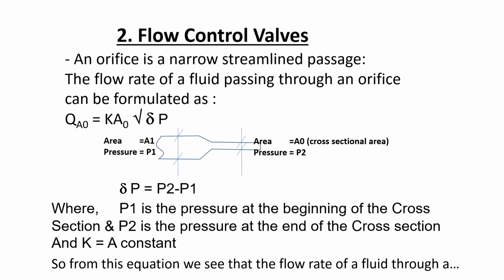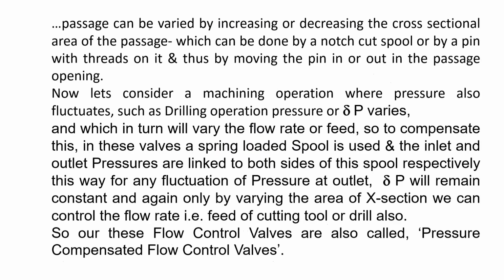So you can understand from this, where P1 is the pressure at the beginning of the cross-section and P2 is the pressure at the end of the cross-section, and K is a constant. From this equation we can see the flow rate of a fluid through a passage can be varied by increasing or decreasing the cross-sectional area of the passage, which can be done by a notch cut spool or a pin with threads on it, moving the pin in or out of the passage opening.